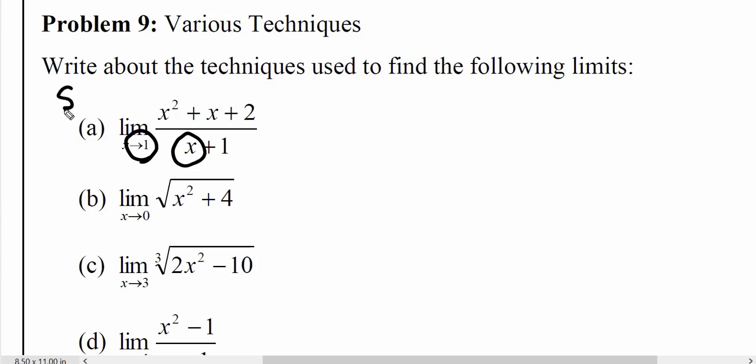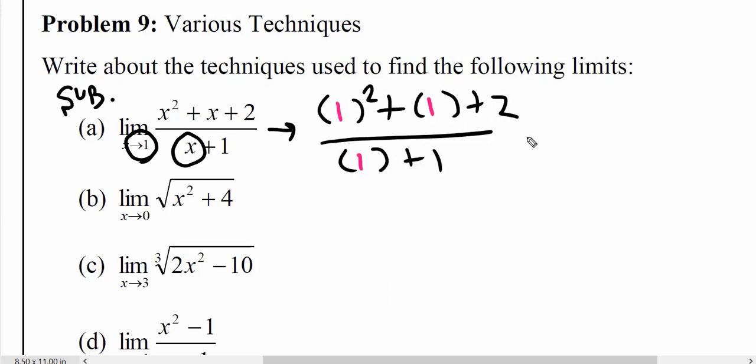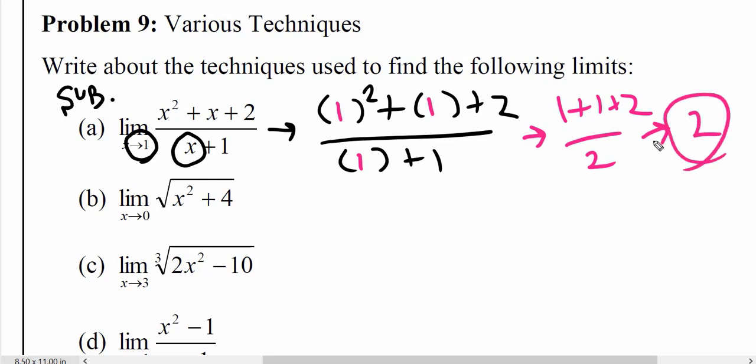So I'm going to use a substitution for this problem. I'm going to go ahead and substitute 1 into every value for x. And if I do this, it simplifies to (1 plus 1 plus 2) over 2, which gives me a value of 2. So this limit as x approaches 1 for this function is going to be 2. Okay, and again, we were allowed to do that. Of course, you're always allowed to do that, but if the denominator becomes 0, that becomes an issue. In this case, that wasn't an issue at all.